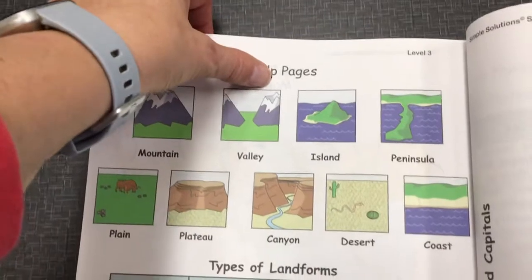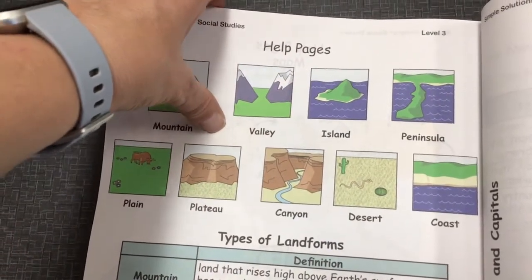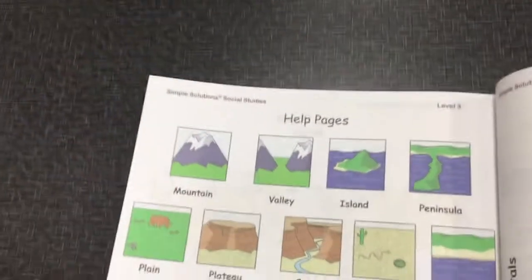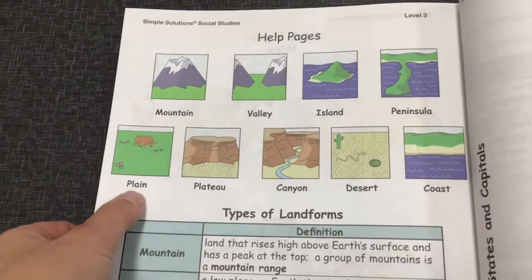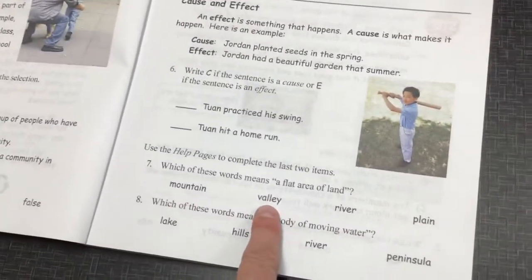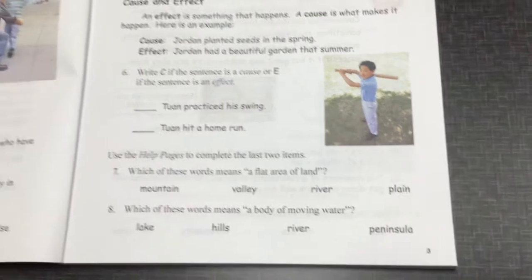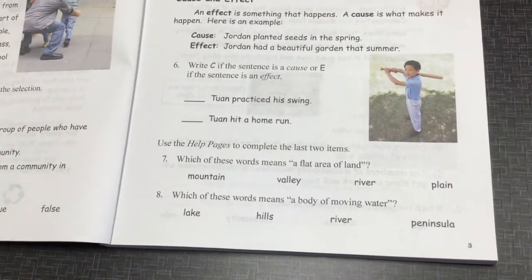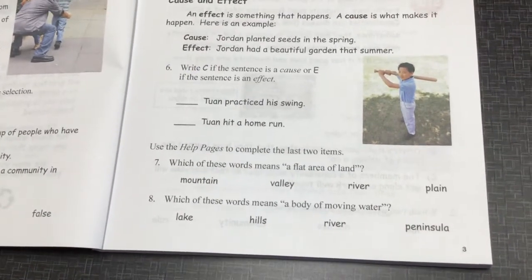Let's look at a valley. Is a valley a flat area of land? A river. Is a river a flat area of land? Or a plain? Is that a flat area of land? Circle either mountain, valley, river, or plain. That's not for you. We're going to do number 8.